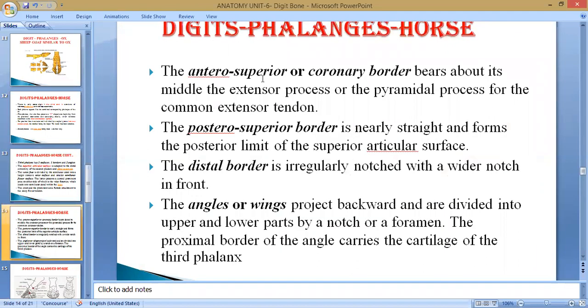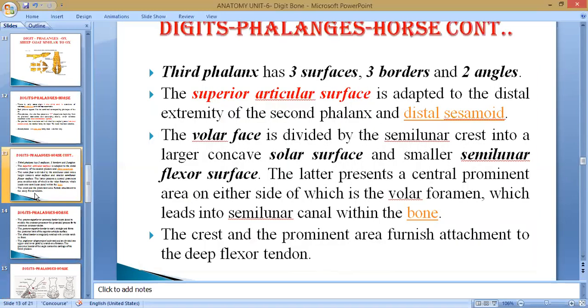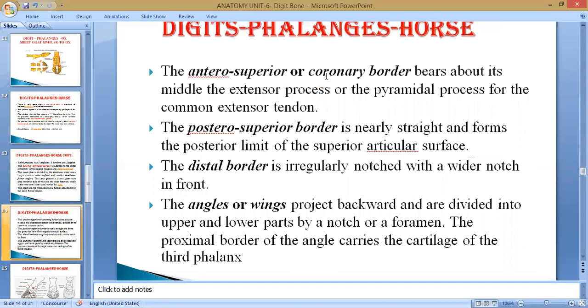And next is the anterior or superior border, that is known as the coronary border. There are three borders: the anterior or superior border, or coronary border, the posterior border, also known as the posterior superior border, and the distal border. So this border you see here, this is the anterior or superior border from here to here, where the two demarcations are, between second and third. First border is this one, second border is this one, and third border is this one. So one by one, this one is the superior or anterior border, also known as the coronary border.